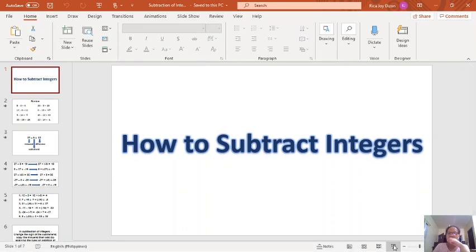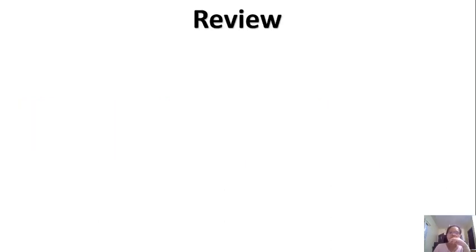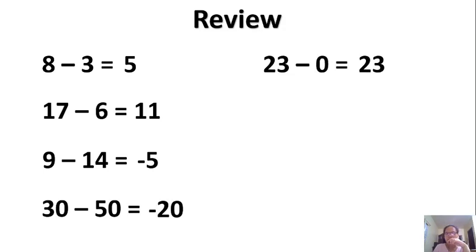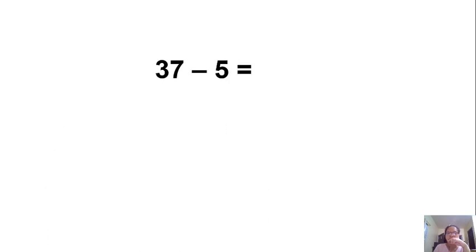subtract integers. This type of discussion is more on review rather than on the introduction. So if we have 8 minus 3, we'll get 5, 17 minus 6, that's 11, 9 minus 14 is negative 5, 30 minus 50 it's negative 20, 23 minus 0 is 23. 0 minus 19 is negative 19. 45 minus 12 is 33. 13 minus 14 is negative 1.